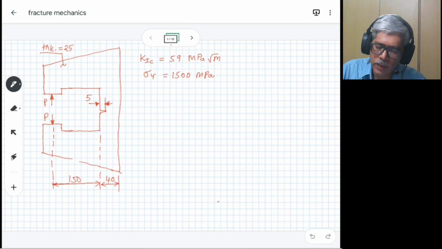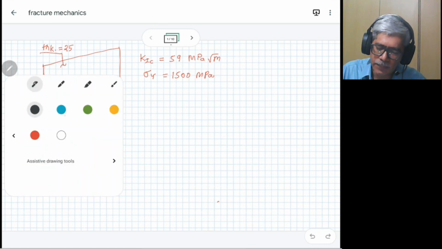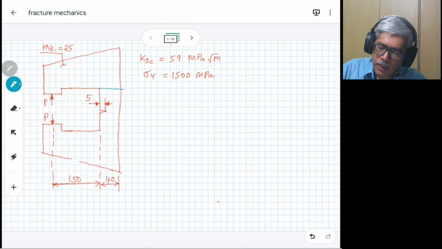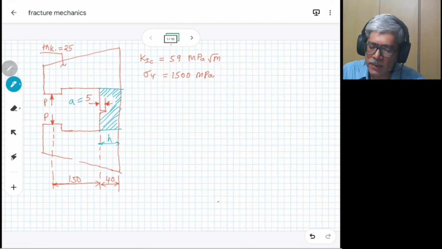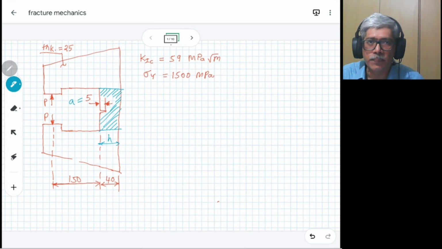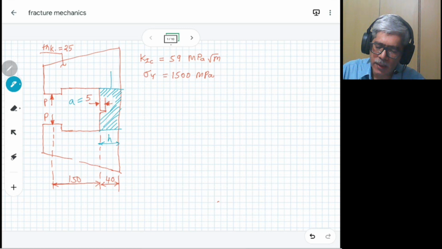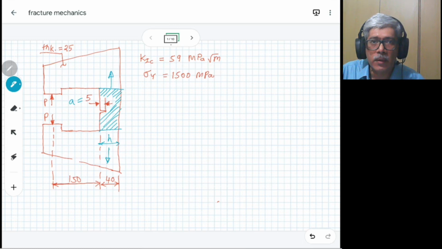So what we are interested in is the stress intensity factor for the situation, which is for an edge crack specimen of width h, with crack length a given as 5 millimeters and subjected to the loading. So we have the stress intensity factor corresponding to load P, which is acting through the top edge of this plate, whereas in our case the P is acting not at the centroid but away from the plate.